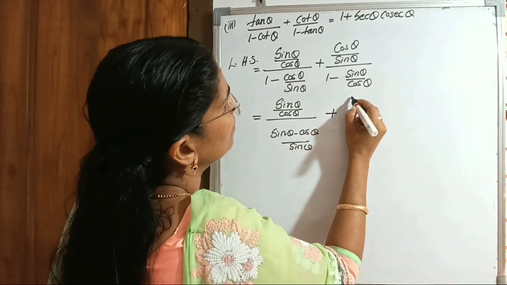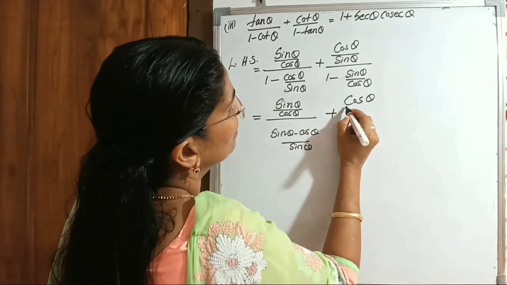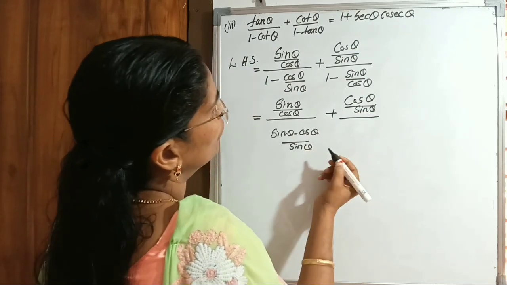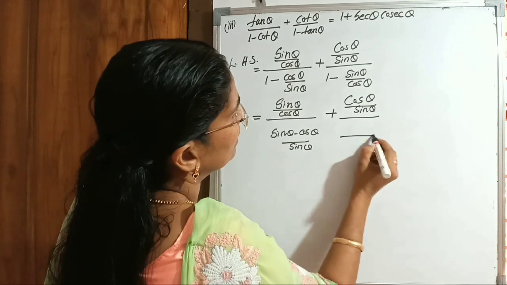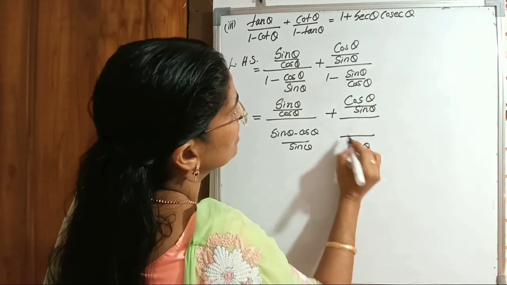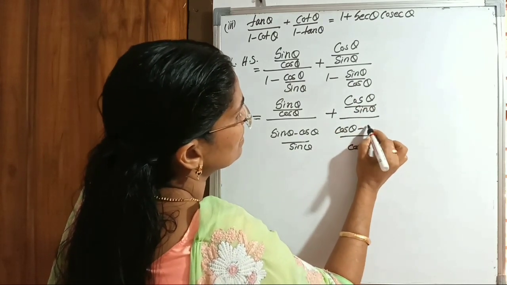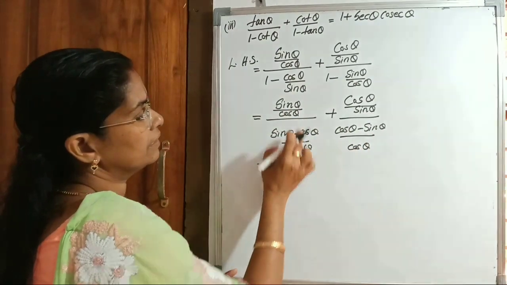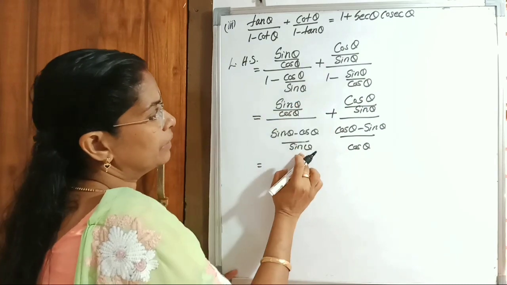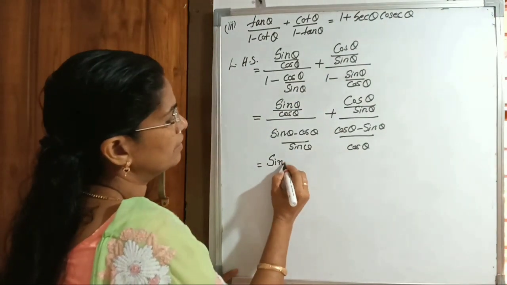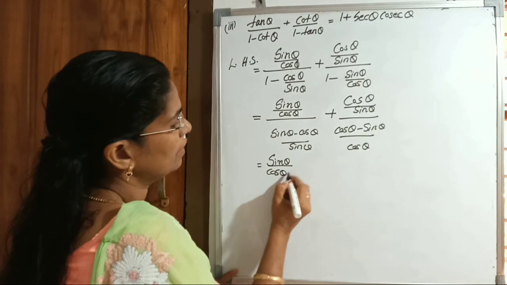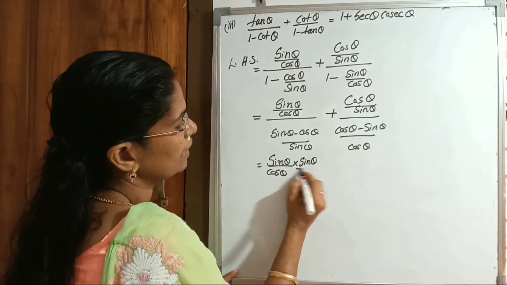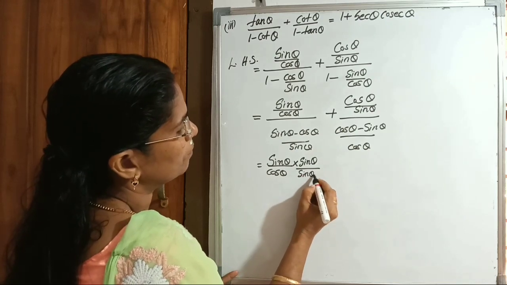And like this we are doing the same in the second term also. Cos theta by sin theta is the numerator, no change. And here we are taking cos theta as the LCM. Then cos theta minus sin theta. Okay, now two fractions are there, one fraction on the numerator, one fraction on the denominator. So we can write this sin theta by cos theta into, its reciprocal we are writing, sin theta by sin theta minus cos theta.